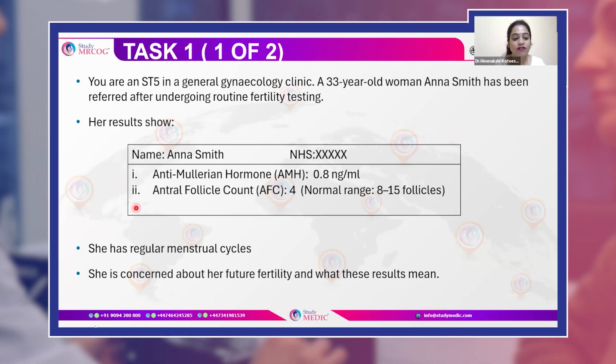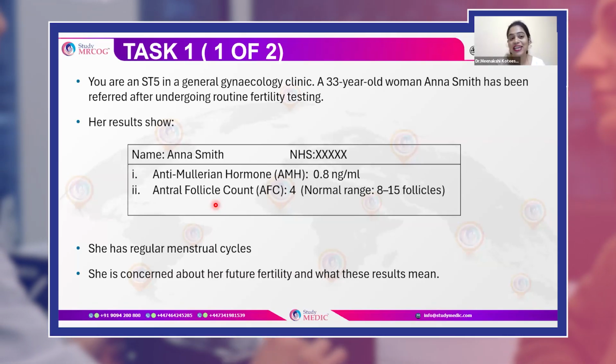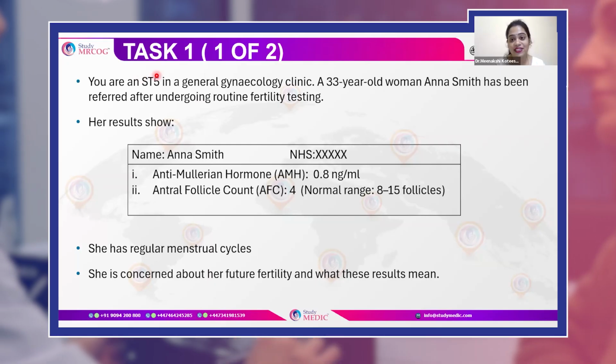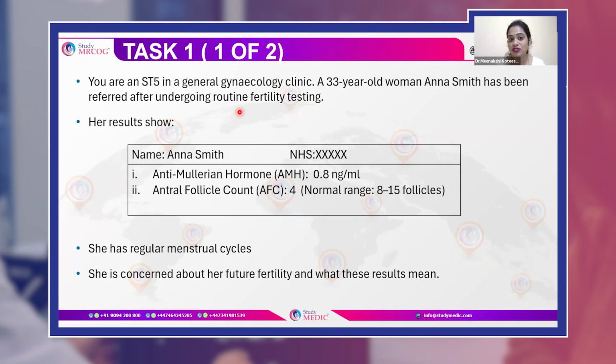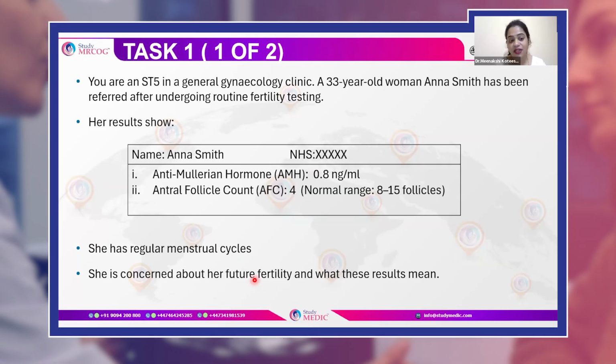Firstly, you have to see what the charts indicate, whatever is present outside in the 2-minute time outside the cubicle. Make sure that you read everything point to point. In the first 2 minutes, you know that you are an SD5, and you're going to see a woman who has undergone some tests, and she's here to discuss the reports. There is a bit of history given here, so avoid repeating that history.